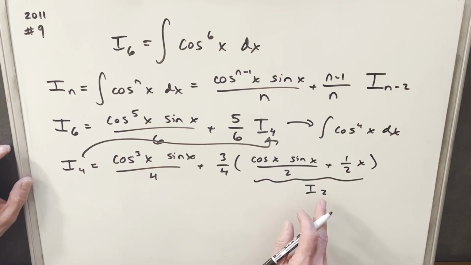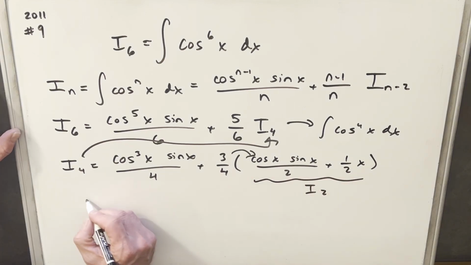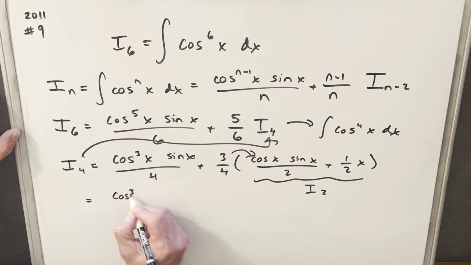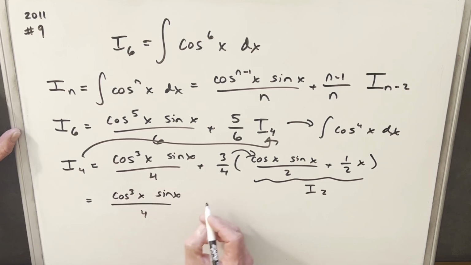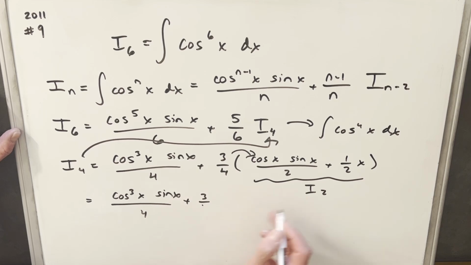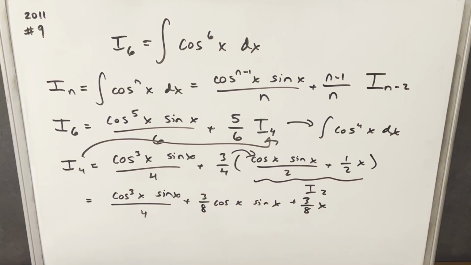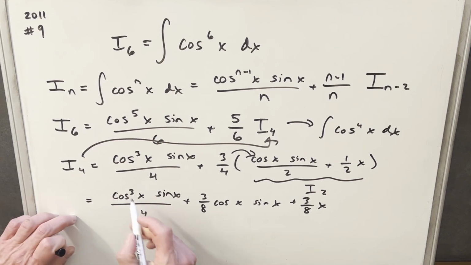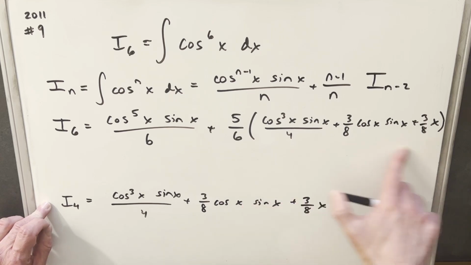So what I've done is I just substituted our I sub 2 value back in here. When we distribute in our 3/4, we're going to keep this first term, the cosine cubed x, sine x over 4. Then we're going to have 3/4, actually, we're going to have 3/8 cos x, sine x. And then we're going to have 3/8 x. But now we've got to repeat this one more time. We need to take this value and plug it in for I sub 4. So I've just taken my I sub 4 and plugged it in right here.